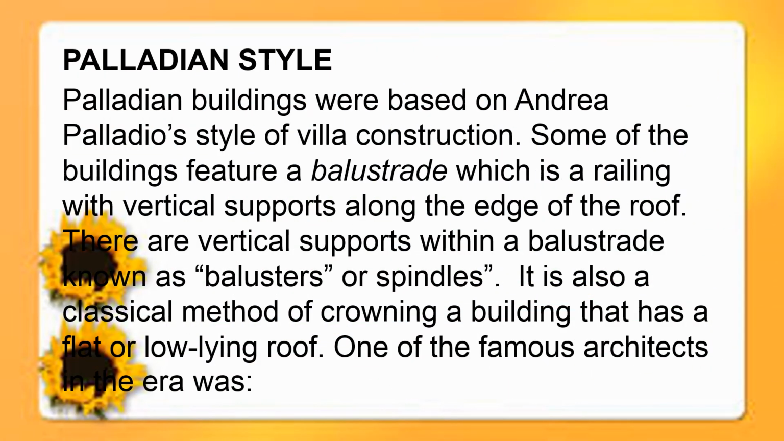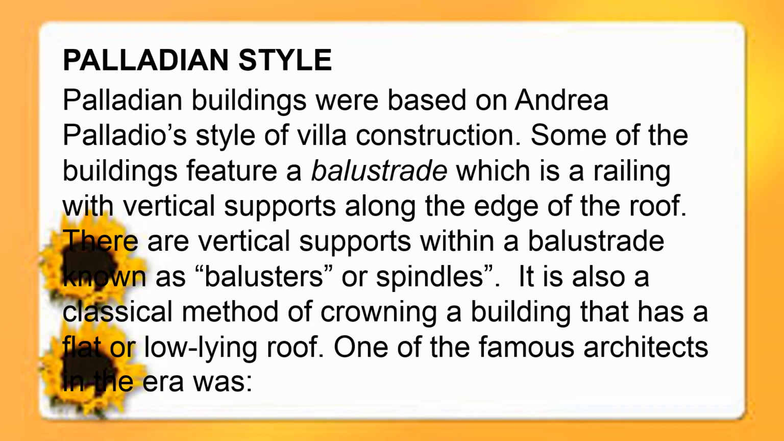This is Palladian style. Palladian buildings were based on Andrea Palladio's style of villa construction. Some of the buildings feature a balustrade, which is a railing with vertical supports along the edge of the roof. The vertical supports within a balustrade are known as balusters or spindles. It is also a classical method of crowning a building that has a flat or low-lying roof.